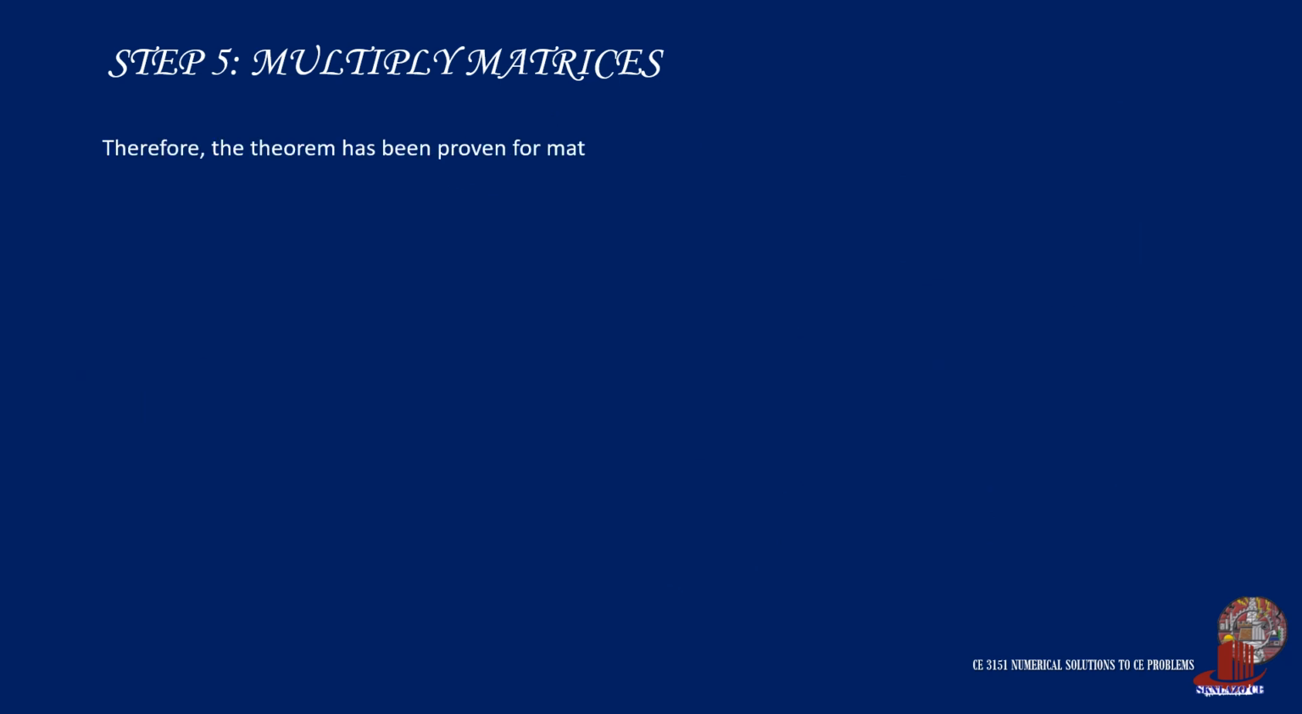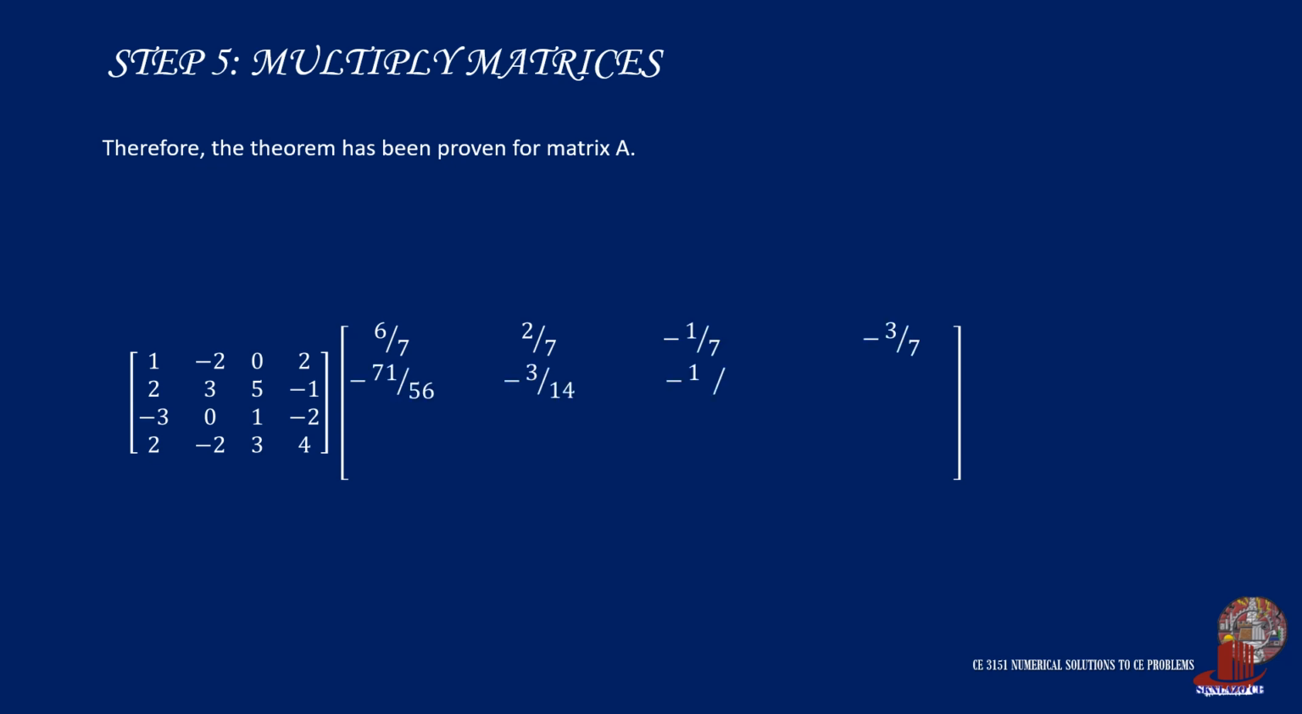So it is well proven that a matrix multiplied with its inverse ends up with an identity matrix of the same size.